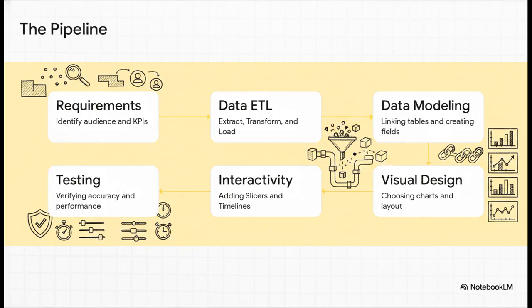Step 2 is data ETL, which is extracting, transforming, and relentlessly cleaning your data. Step 3, data modeling, which is properly linking your tables together. Step 4 is visual design, carefully choosing those charts we just discussed. Step 5 is adding interactivity, bringing in those awesome slicers. And finally, Step 6 is testing. This is where you rigorously verify accuracy and performance before the CEO ever lays eyes on it.